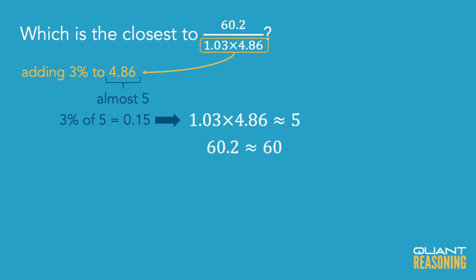On the top we have basically 60. So 60 divided by 5, well, that's 12. So I'm going to go ahead and pick 12 and move on to the next question.